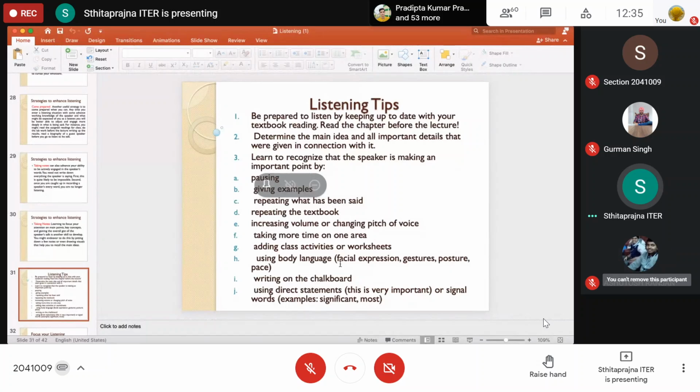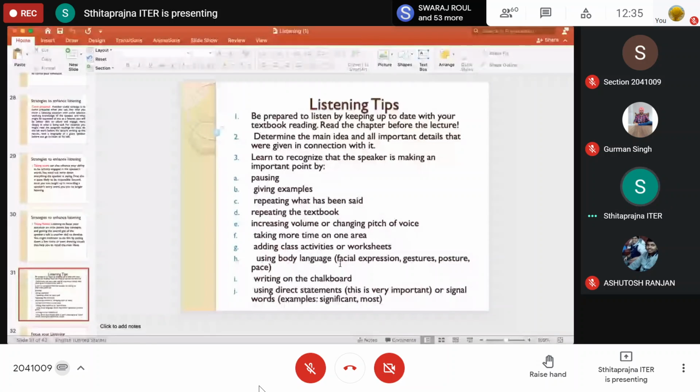Increasing the volume or pitch of the voice. Either the speaker increases the pitch of the voice if he's trying to suggest the central idea, or speaks a little slower. There's a change in the pitch of the voice. He doesn't speak in the regular pitch that he uses. He slows down, or speaks with a raised voice. Taking more time on one area. If I took more time on ethics, that means this is important.